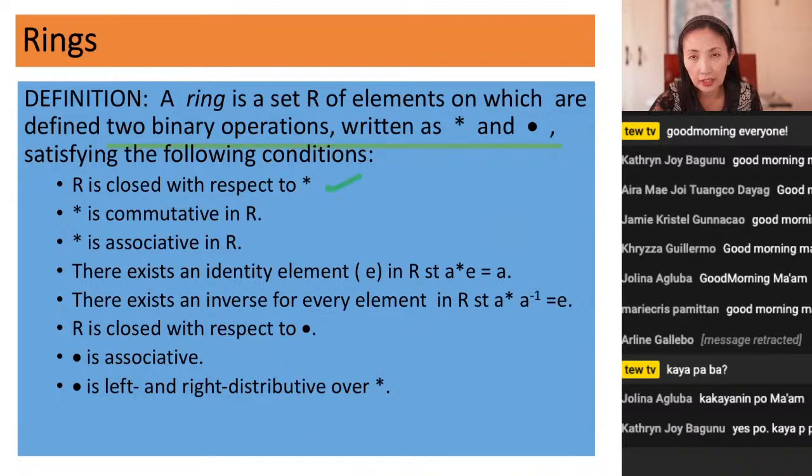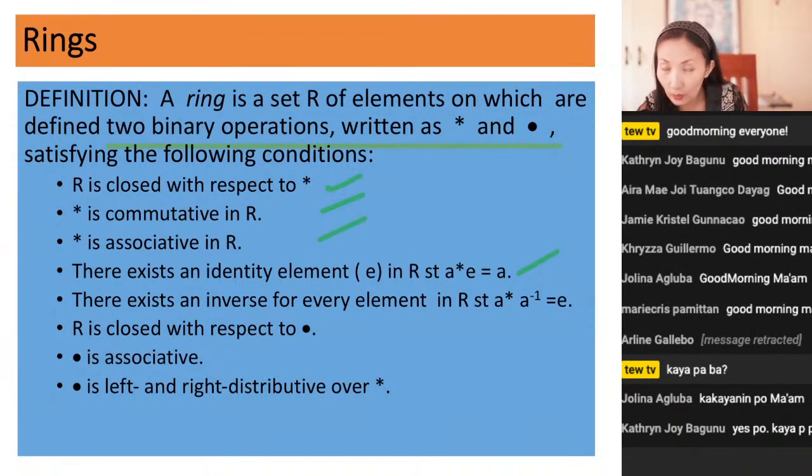Next, the first operation must be commutative. Next, the first operation must be associative. Next, there should be an identity element with respect to the first operation such that A star the identity element is equal to A. Then, number 5, every element of R should have an inverse with respect to the first operation.